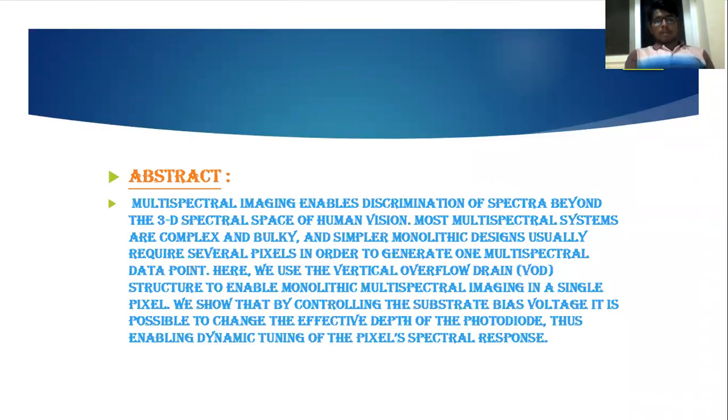Abstract. Multispectral imaging enables discrimination of spectra beyond the 3D spectral space of human vision. Most multispectral systems are complex and bulky, and simpler monolithic designs usually require several pixels in order to generate one multispectral data point. Here we use a vertical overflow drain structure to enable monolithic multispectral imaging in a single pixel. We show that by controlling the substrate bias voltage, it is possible to change the effective depth of the photodiode, thus enabling dynamic tuning of the pixel spectral response.